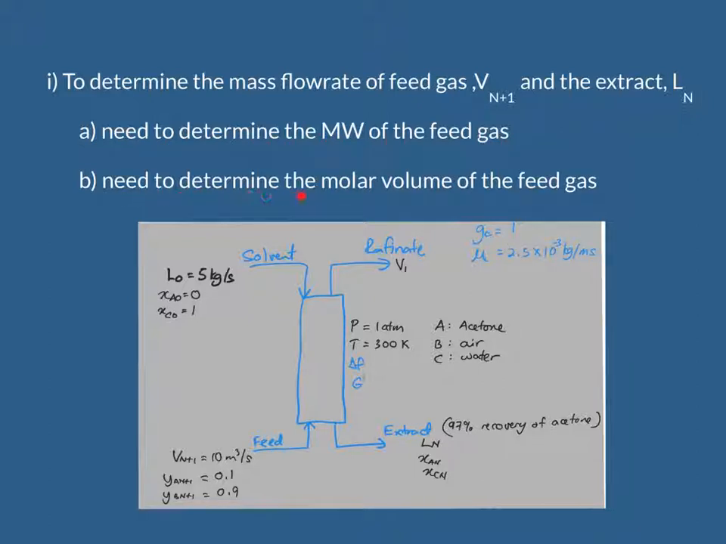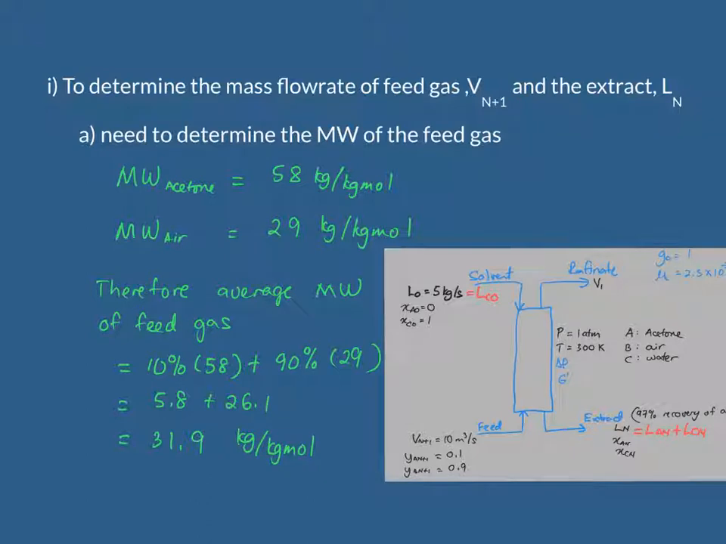Next, we need to determine the molar volume of the feed gas. Based on the schematic diagram and all the data given here, we can proceed to find the molecular weight of the feed gas. So we need the molecular weight of acetone, which is 58 kilogram per kilogram mole. Molecular weight of air is given as 29 kilogram per kilogram mole. Therefore, to find the average molecular weight of the feed gas, we substitute the molecular weight of acetone and air with the mole percentages given in the question, and we find that the molecular weight of the feed gas is 31.9 kilogram per kilogram mole.